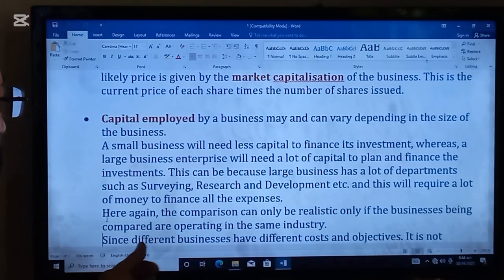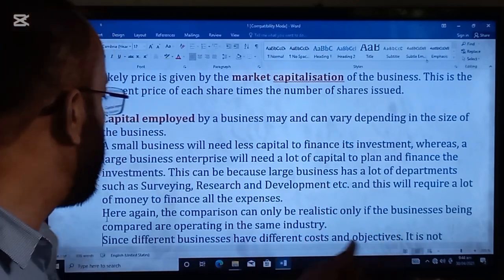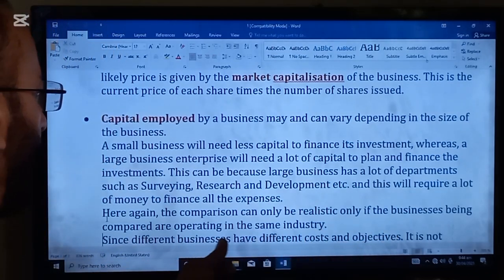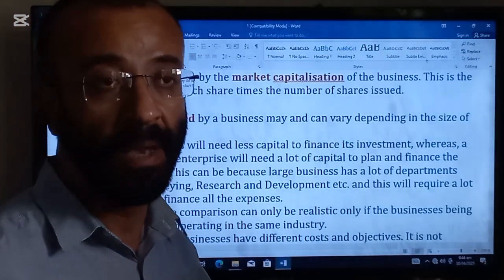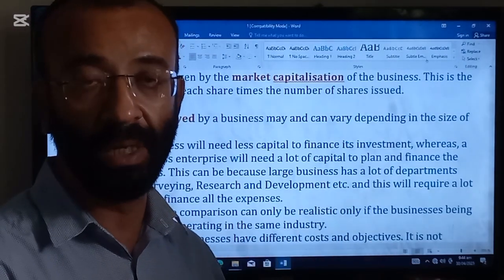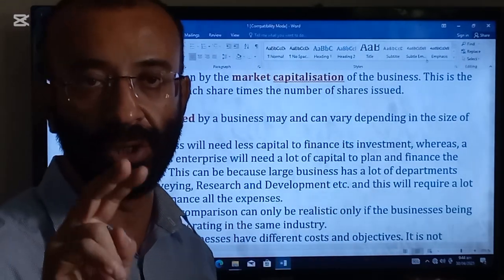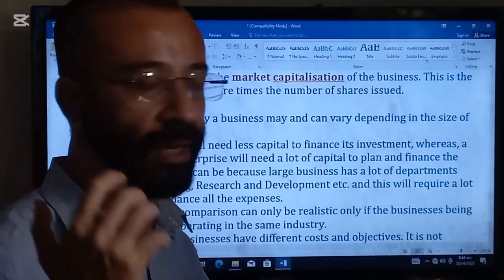Here again, the comparison can only be realistic if the businesses being compared are operating in the same industry. So this is a very important point. When you are comparing two businesses, which one is bigger and which one is smaller, the important point is they should work in the same sector. Then you can get a realistic view.